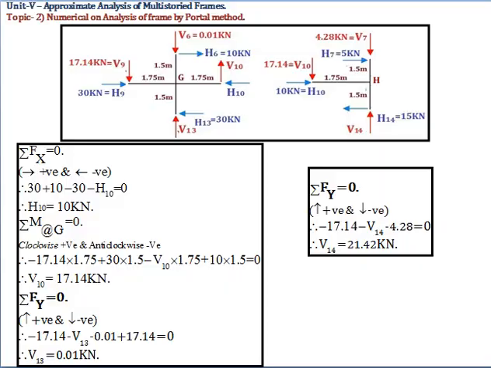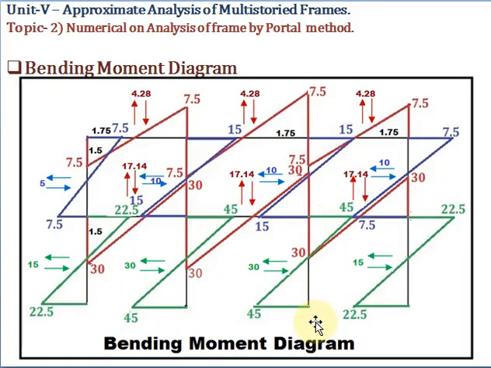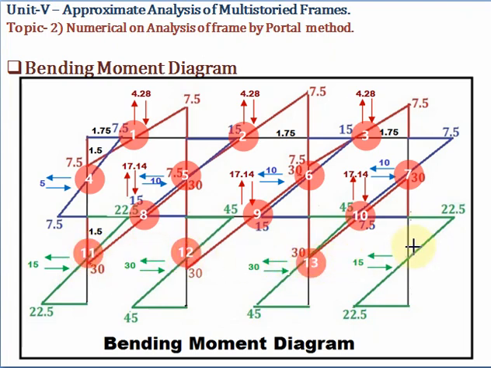Now the last step is to draw the bending moment diagram. First we'll give the node numbers. Node number 1, 2, 3, 4, 5, 6, 7, then 8, 9, 10, 11, 12, 13 and 14. As this is a horizontal member, which force do we have to consider? Vertical force, V1. The value of V1 is 4.28. Distance is 1.75. So 4.28 into 1.75, value is 7.5. Join this by a straight line.